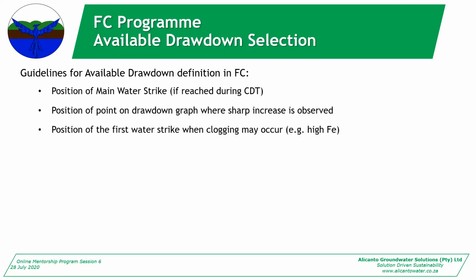Then in the event of a possibility of clogging, you're going to take it to the position of your first water strike. That's where you've got high iron content, high biofouling potential, something like that in your groundwater.